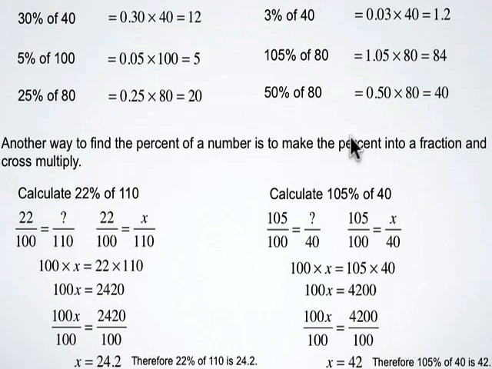Now this method does seem a lot longer than the method we used up top where we just converted to a decimal and then multiply. But this idea of setting up a proportion and cross multiplying is going to be extremely important both in some examples we're going to look at next and in other units we're going to do. So it's never a bad idea to think about how we can do it using proportions.